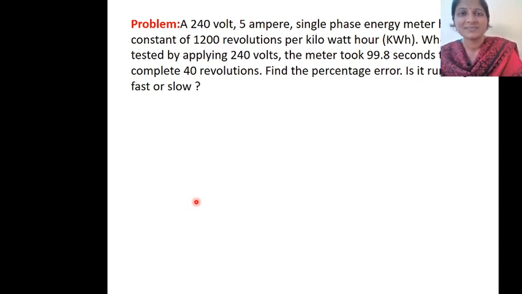Next we shall discuss a problem on the energy meter. A 240 volt, 5 ampere single phase energy meter has a constant of 1200 revolutions per kilowatt hour. Here 240 is the voltage, V equal to 240, 5 amperes is the current, and 1200 revolutions is the constant K. When tested by applying 240 volts, the meter took 99.8 seconds to complete 40 revolutions. Find the percentage error. Is it running too slow or too fast?